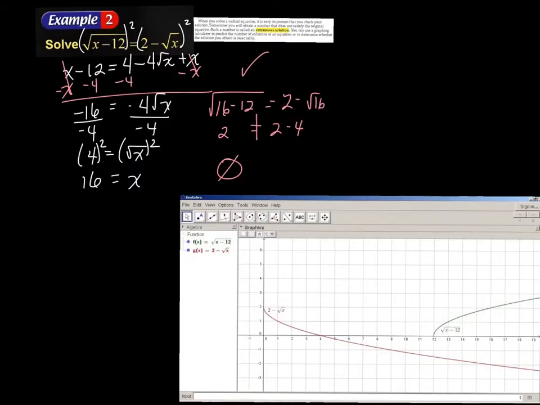I took a minute and typed the left side into the f of x, so I just typed y equals 2 minus the square root of x, and you can see clearly from GeoGebra that these two graphs will never cross.